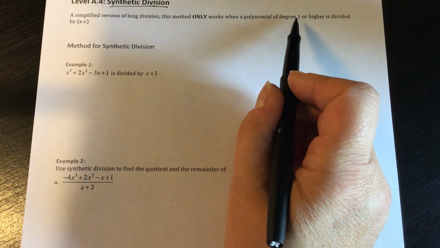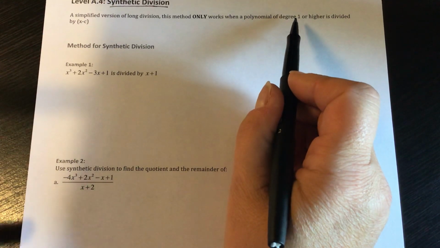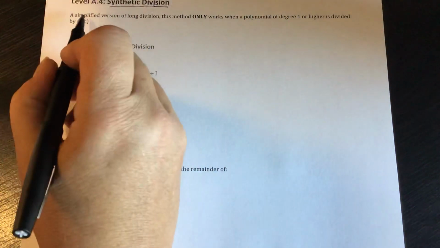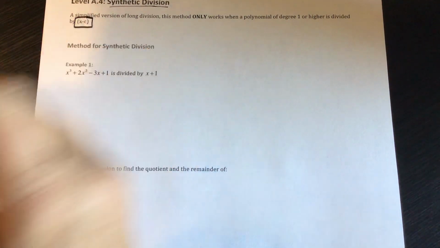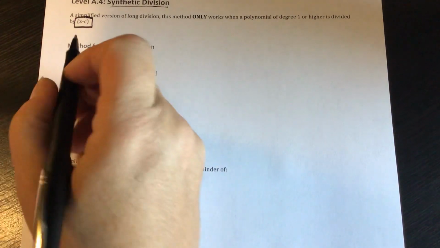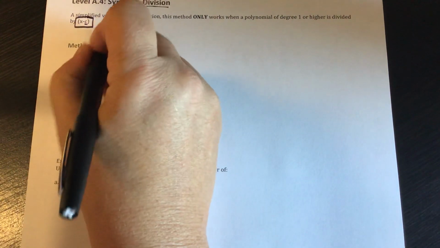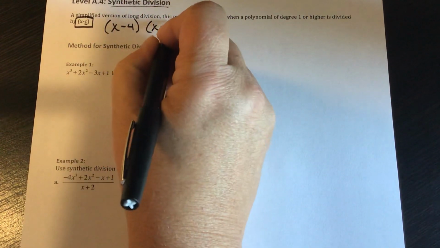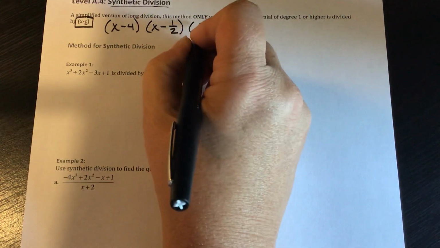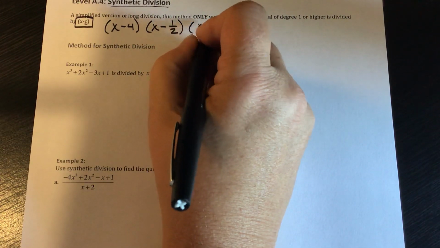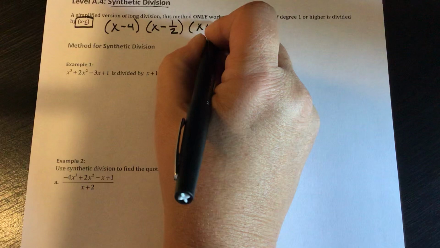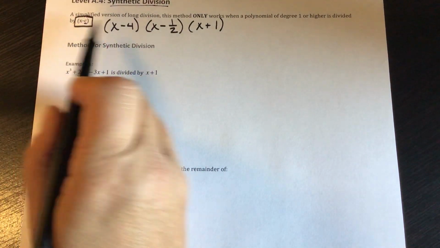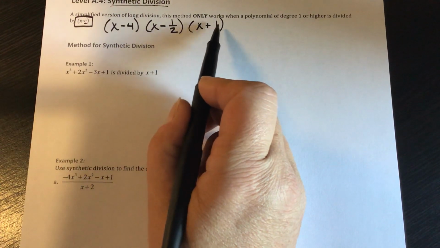degree 1, so it has to have at least an x, but usually an x squared, an x to the third, fourth, fifth power. And you can only use it when you're dividing by x minus some number, and it could be something like x minus 4, x minus 1/2, or it could even be x plus a number. Okay, so remember, x minus a number, this could be x minus -1.